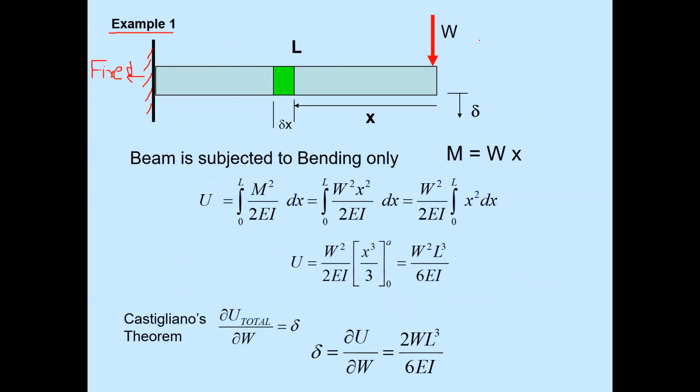Fixed support. What is this? It is a cantilever beam because one end is hanging. So, a cantilever beam of length L, a force W is applied at the end of the beam. Due to the W force, there is a deflection at a distance x of delta x. And due to that force, the vertical displacement will be delta.